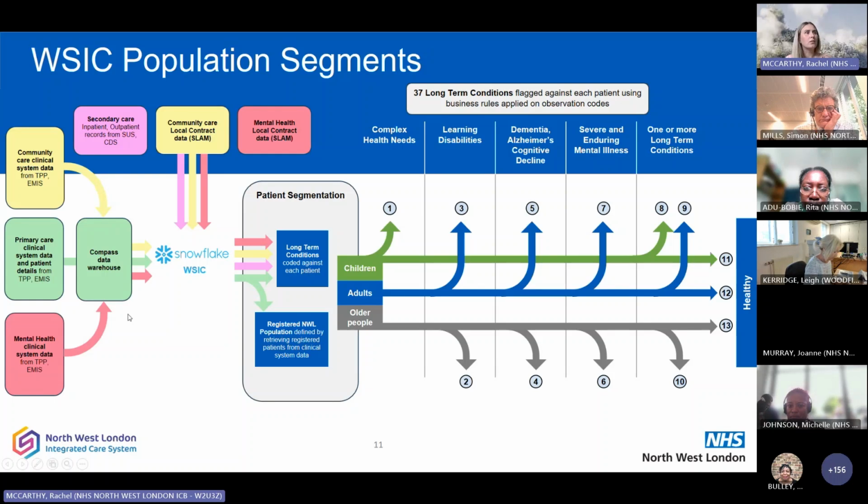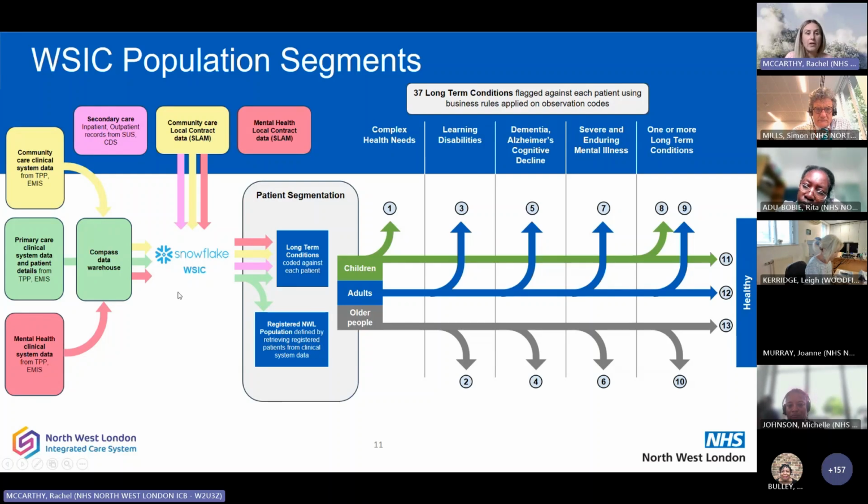And so here, I'm going to try to explain how this actually comes to be. We have data that comes in from TPP and EMIS. TPP is System 1 and EMIS is EMIS. And that all flows into our Compass data warehouse. So then it all meets the specification and the data looks the same and it can be utilized in the same way. And we've got then also data from acute, community and mental health services that also flow. And all of this flows into our WSIC Snowflake environment.